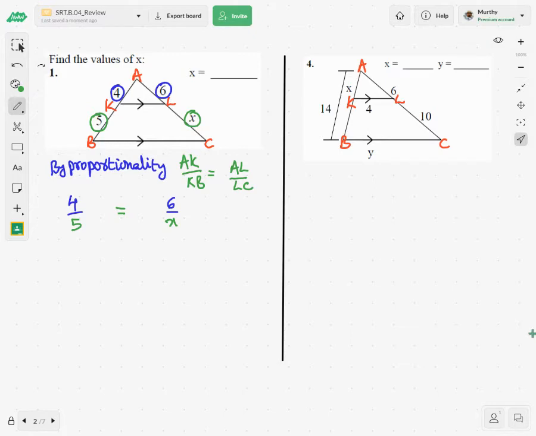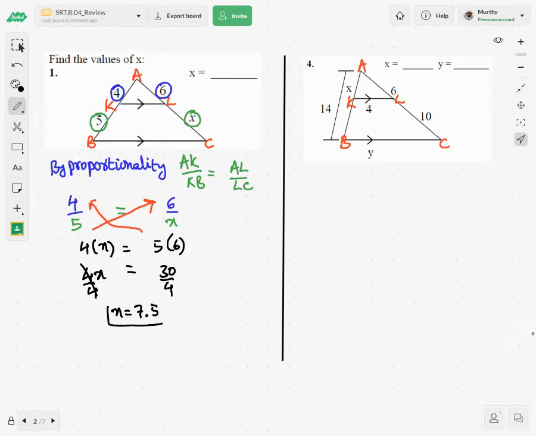Okay. The next step is, in the previous topic also, we discussed that we go for cross multiplication. Cross multiplication means 4 times x equals 5 times 6. 5 times 6 gives me 30. Then grab a calculator. In order to eliminate 4, we go for inverse operation, division by 4. The value of x is 7.5. This is a pretty cool and easy sum.